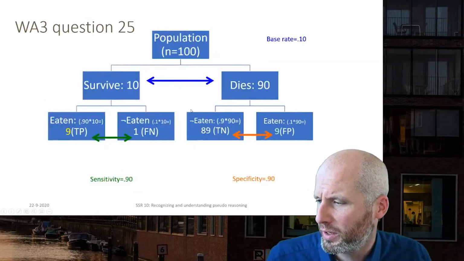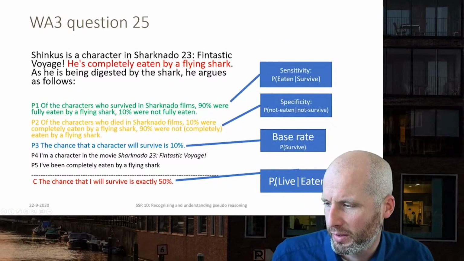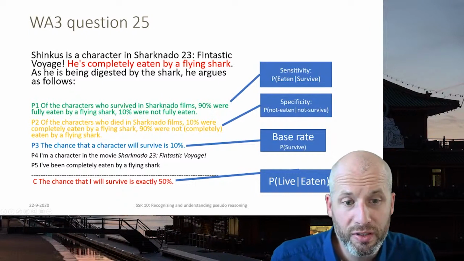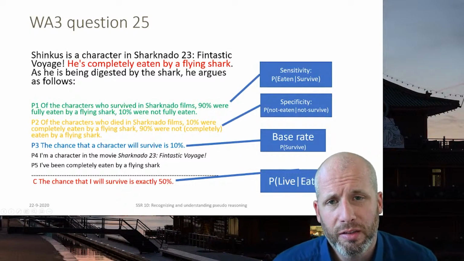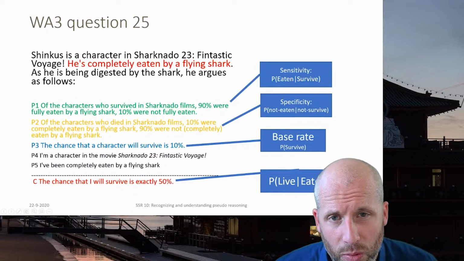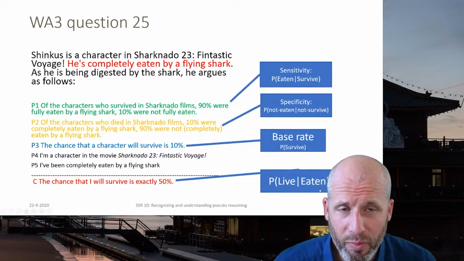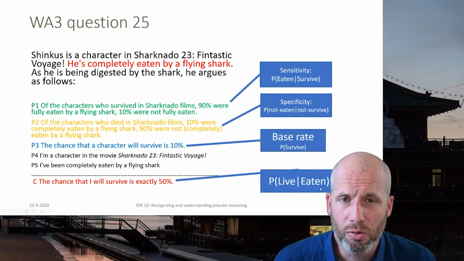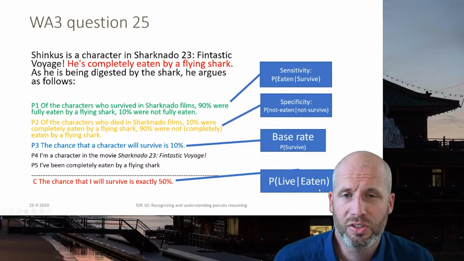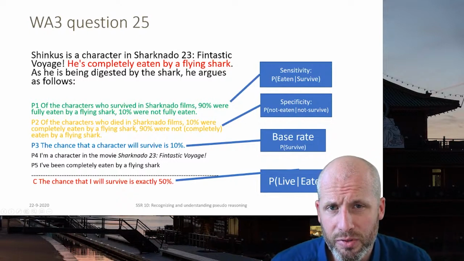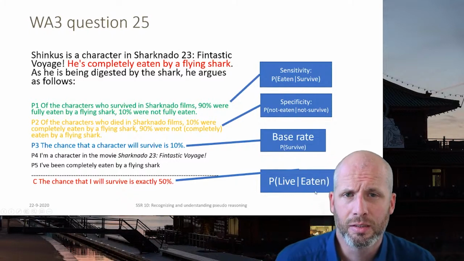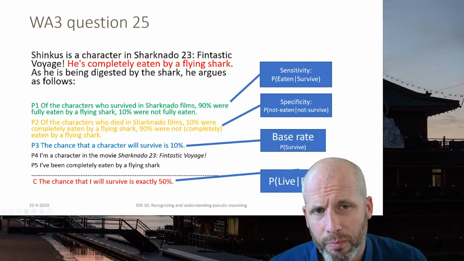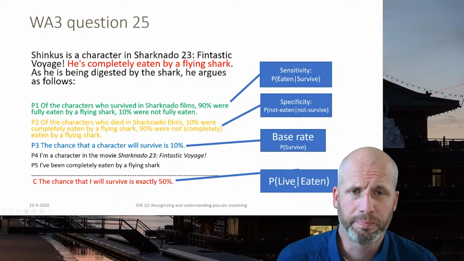Now let's go back to the argument. What we've done is ascertain that we need to know what the probability is of somebody surviving given that they've been eaten by a flying shark. And we've seen that that probability is exactly 50%. So the conclusion says that the probability is exactly 50%. Does the conclusion necessarily have to be true given that the premises are true? Yes. It has to be necessarily true given the information in the premises. So it's a valid argument.